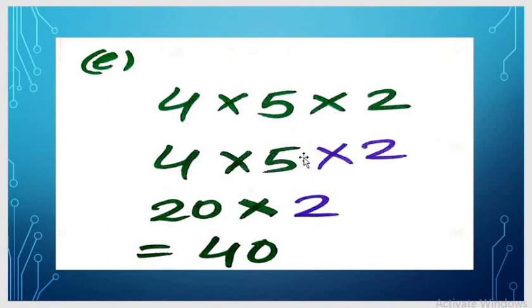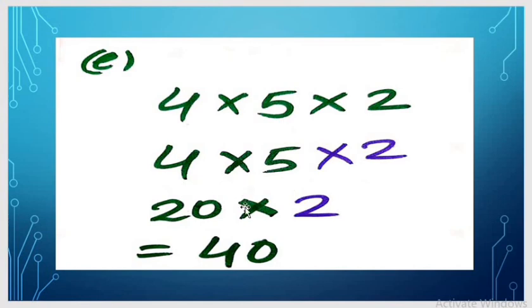4 5s are 20. See here, 4 5s are 20. 4 1s are 4, 4 2s are 8, 4 3s are 12, 4 4s are 16, 4 5s are 20. Again I'll repeat: 4 1s are 4, 4 2s are 8, 4 3s are 12, 4 4s are 16, 4 5s are 20, and then 2 as it is. So first of all we write 4 5s are 20, then multiply by 2.